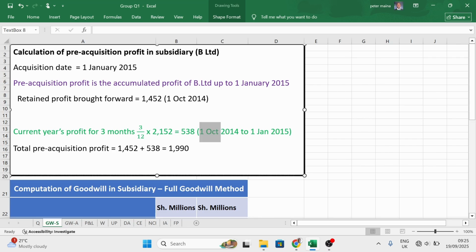So this is how we are going to find it. Profit between 1st October 2014 and 1st January 2015, because these are 3 months. The period between the beginning of the year and the date of acquisition is 3 months. So you are going to take the profit made in the current year, and then we multiply it by 3/12. So what profit did B Limited make in the current year?